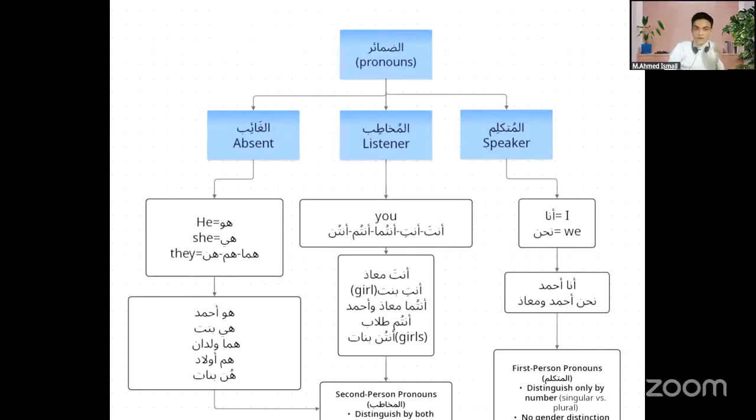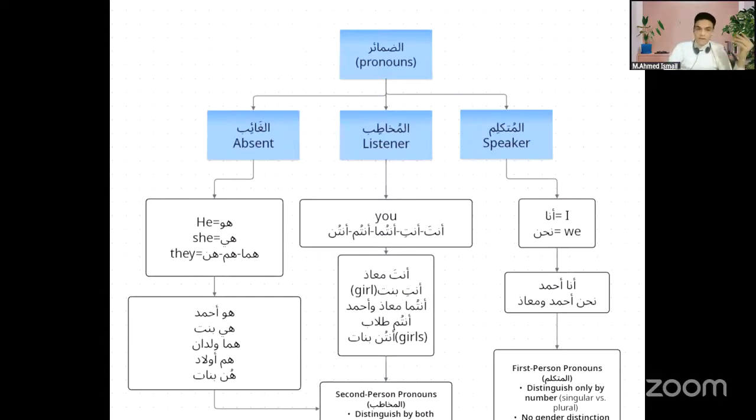So if I'm speaking, I'll say ana, and if a woman is speaking, she will say ana also. So if we are a group, we say nahnu, for male or females, no difference. So in general, you don't make any difference between the gender, but this is just for the first person, the mutakallim. But for all of the others, you need to make a difference between the gender and the number also. And let's see that.